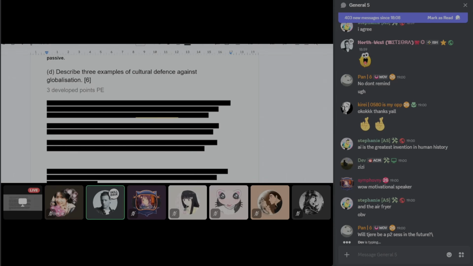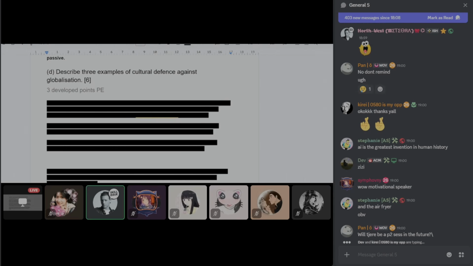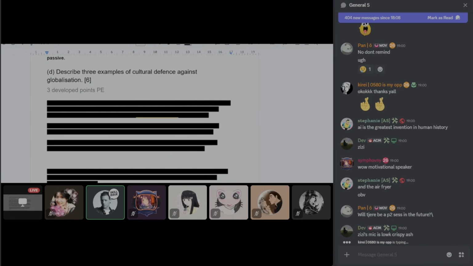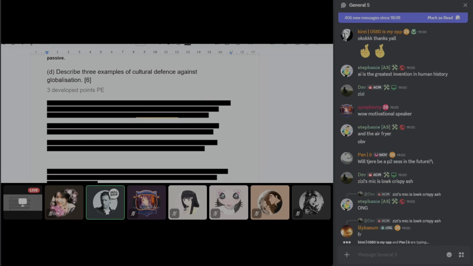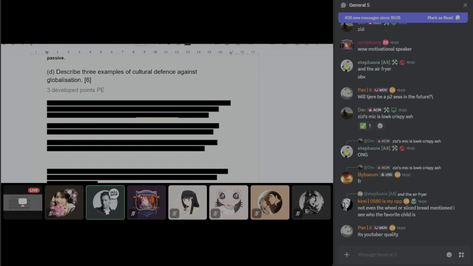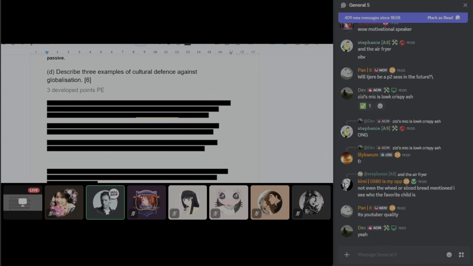Okay, next question. Same format. Three developed points. You give your point, then you explain it using an example, or you give the reasoning behind the concept. So, does anyone want to try this? Describe three examples of cultural defense against globalization. This is a very interesting question, and it's probably the one most students forget. It's a very difficult one.